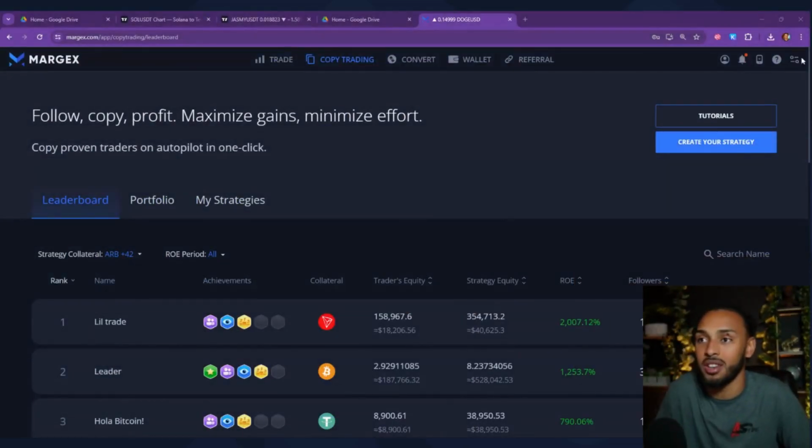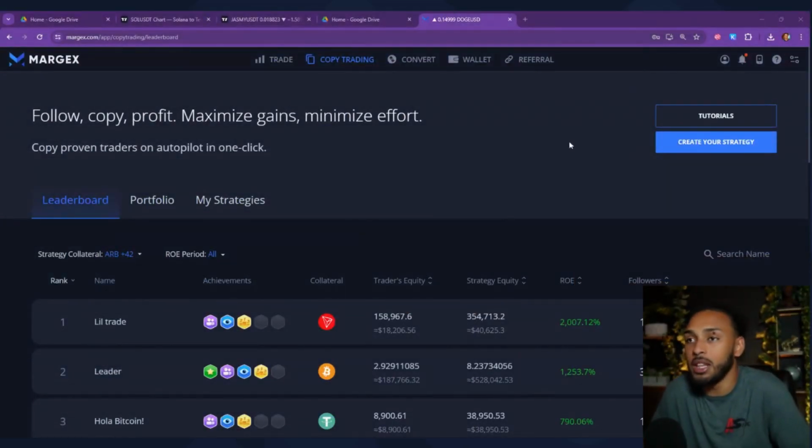Now, in part 1, we talked about the different elements and features of Margex. In part 2, we talked about the different ways that you can open and close trades on Margex. And in part 3, we're going to be talking today about how you can use copy trading over on Margex if you don't want to do the trading yourself. Rather, you want to invest into some other traders. And so with that in mind, let's not waste any more time and let's get straight into the video.